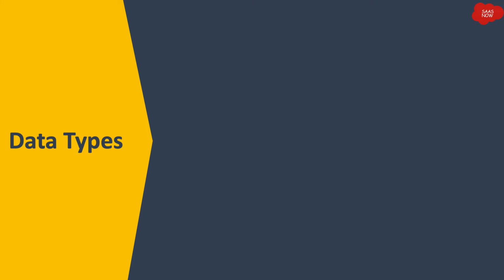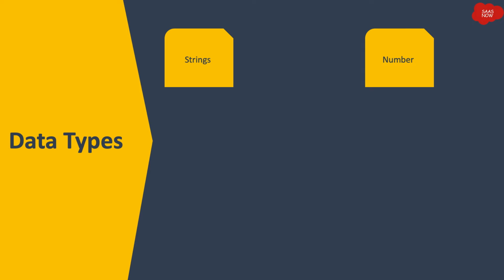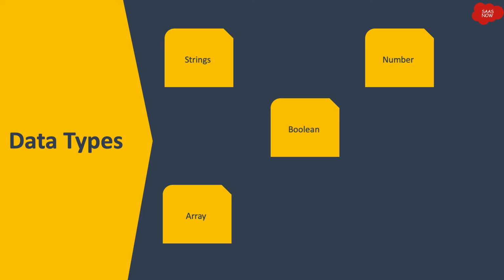Data types. There are 5 data types in JavaScript. 5 types of basic data types: string, number, Boolean, array, and object. So these are the 5 basic data types used in JavaScript.